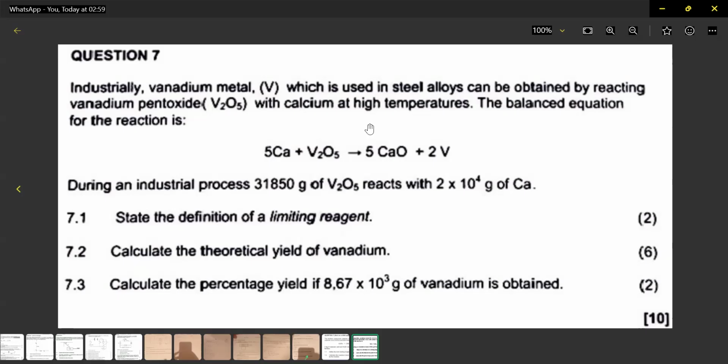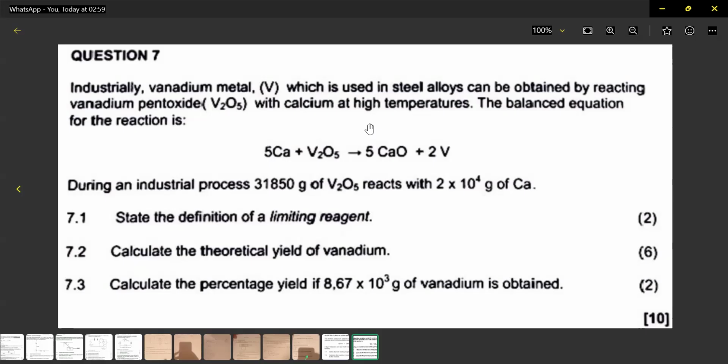Now, of course, we'll get to the percentage yield right now, but I want you to understand, in order for you to find this percentage yield of vanadium, you need to first determine the limiting reagent, because we know that it controls the amount of product that is going to be formed. And we also know that we need to use the limiting reagent in order to determine how much of the product will be formed. All right?